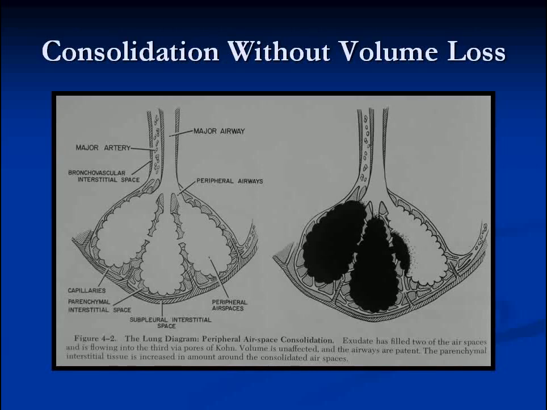Now on your right side is a diagram of what happens when you have airspace disease. All of those air spaces fill up with some kind of fluid, whether it's pus or hemorrhage or just edema. This is what happens, and you'll notice that there is no volume loss. However, this area of consolidation is soft tissue density, and that means that the interfaces that have formed in your lung between air and soft tissue will no longer be visible where there is consolidation.